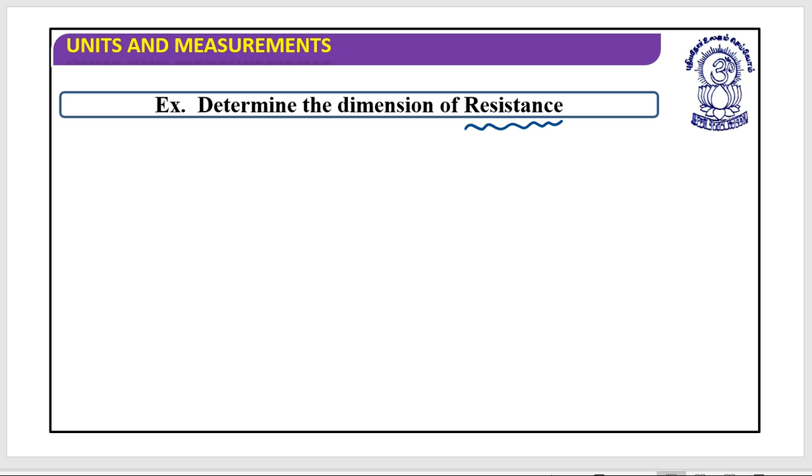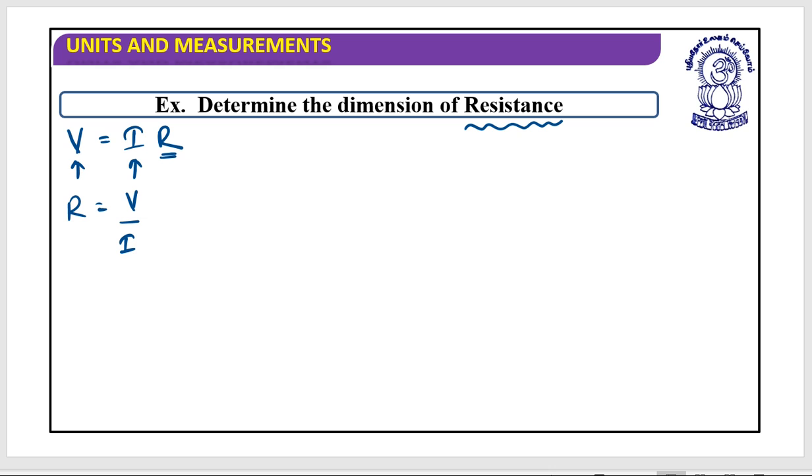Any relation that comes to your mind through which we can move forward for the resistance? Is there anything? Yes, here you can use Ohm's law. V is equal to IR. Why? Because now we know what is voltage, we know what is current. So if only one unknown is there, we can solve it. So first, R should be equal to V by I.